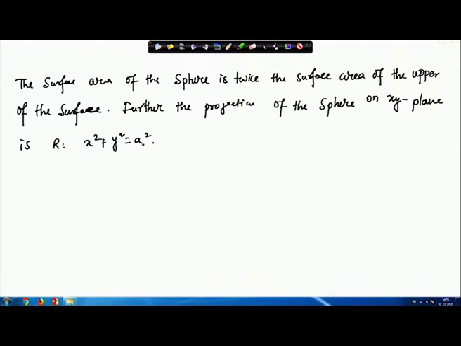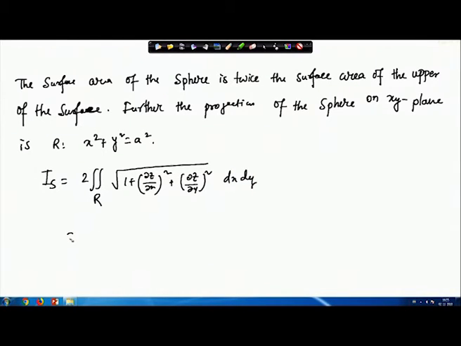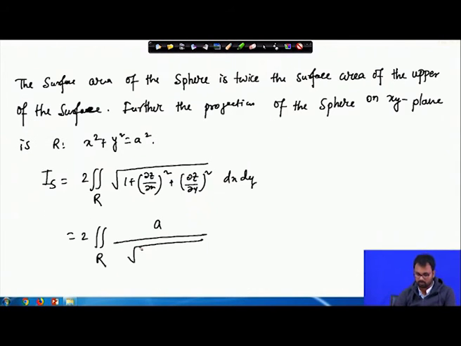So the radius would still remain the same, and this is the equation of our circle. Now our required surface area will be 2 times the double integral over R, where R is the projection, of the square root of 1 plus (del z del x) whole square plus (del z del y) whole square dx dy. So this is basically 2 times the integral over the region R of a divided by the square root of a square minus x square minus y square dx dy.